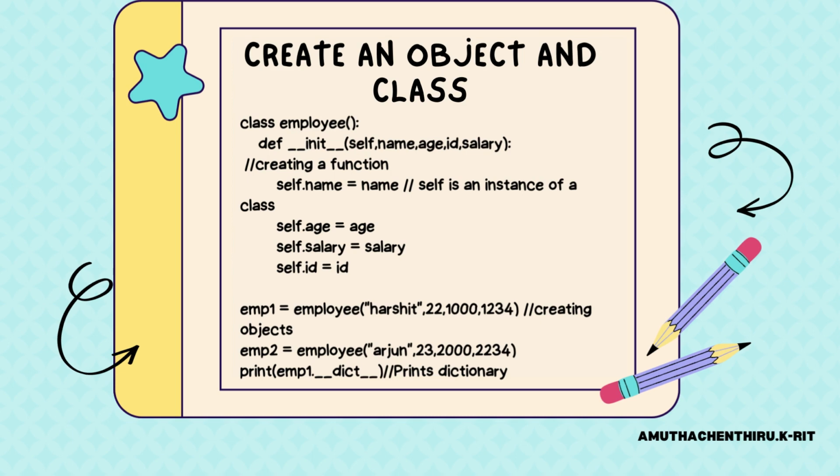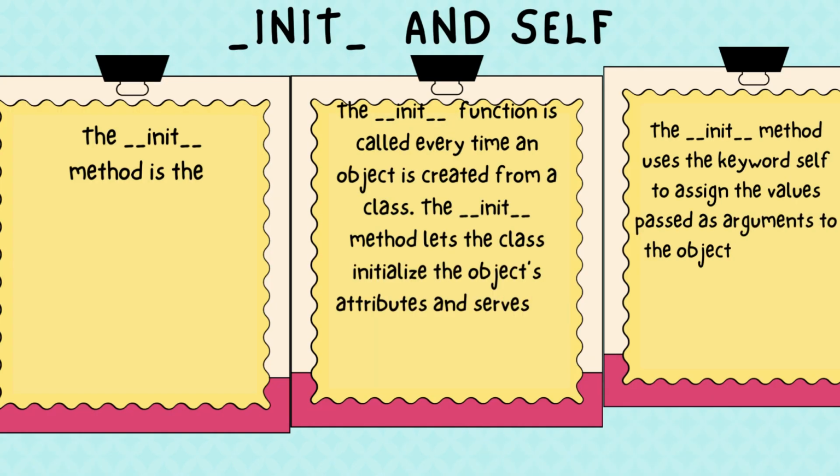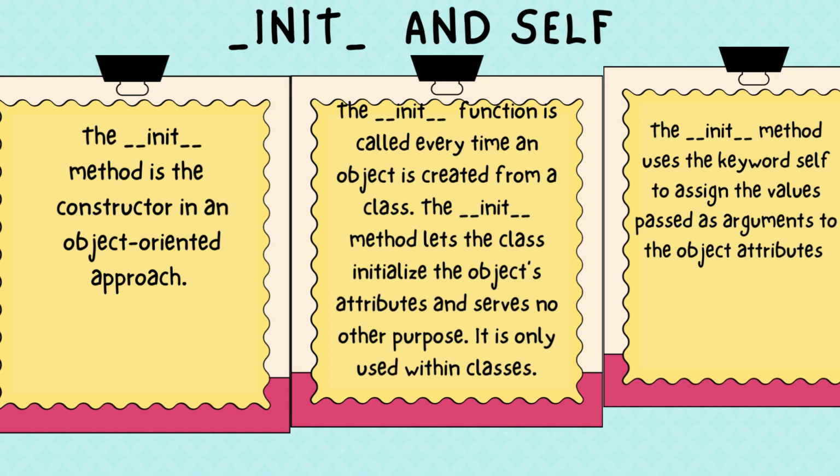Before we get into this example, you have to understand two main keywords: init and self. Init is nothing but a constructor in the object oriented approach. It will be called every time an object is created. So it can be used within this class only. Next, self is nothing but assigning the values of the arguments passed by an object.